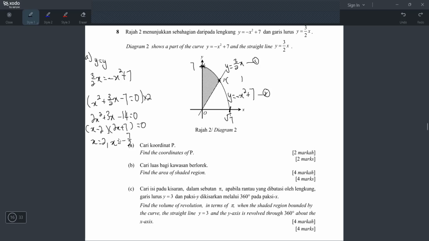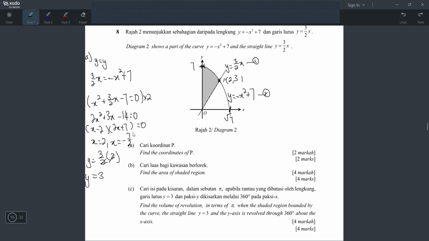So since my x has 2 answers, my y will also have 2 answers, right? So my y will be what? 3 over 2x, right? You can substitute into either one of these equations, you will get the same answer. Let's substitute with x is 2. So what you end up with is 3, right? So what is your P coordinate? 2, 3, right?